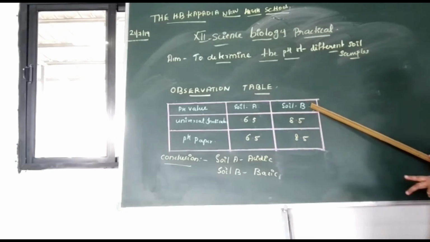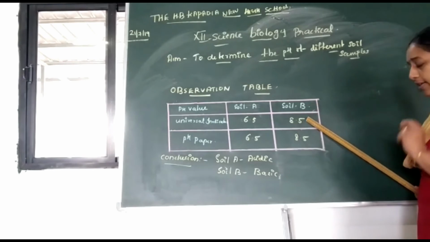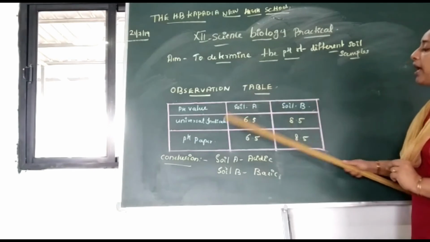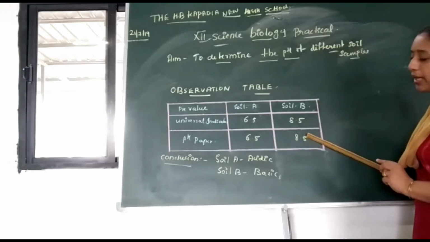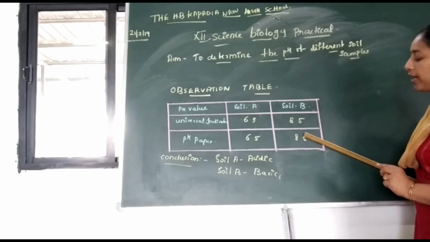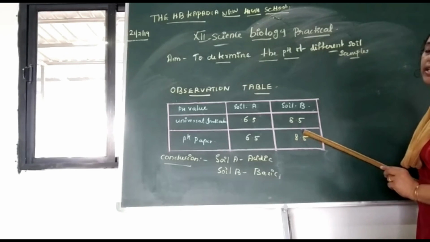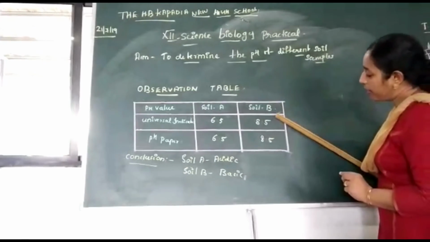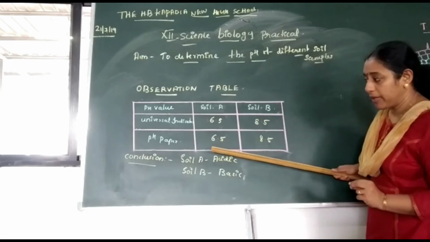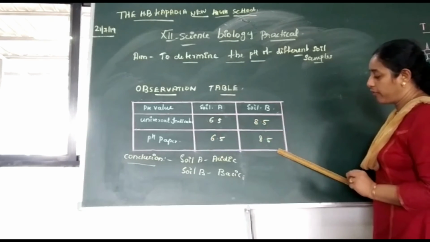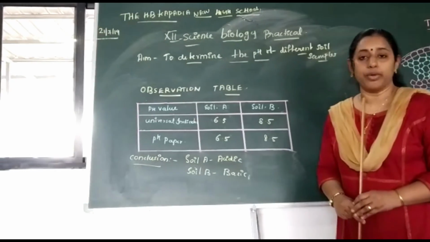And now we move to soil B. In soil B, with the help of the universal indicator, we are getting the correct value 8.5. And with the help of the pH paper, we got a value between 8 to 9. So I have taken the approximate value, that is 8.5. Now compare both the values. By universal indicator we got the value 8.5 and with the help of pH paper we got the value 8.5. Both are same.